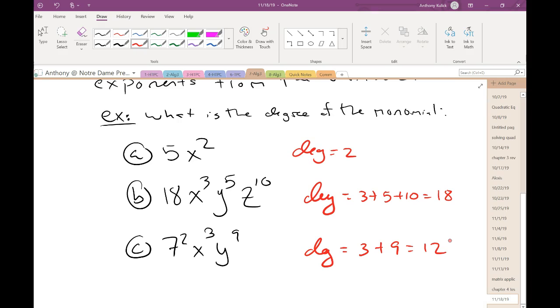Do we feel like we got a handle on the degree of the monomial? Okay.